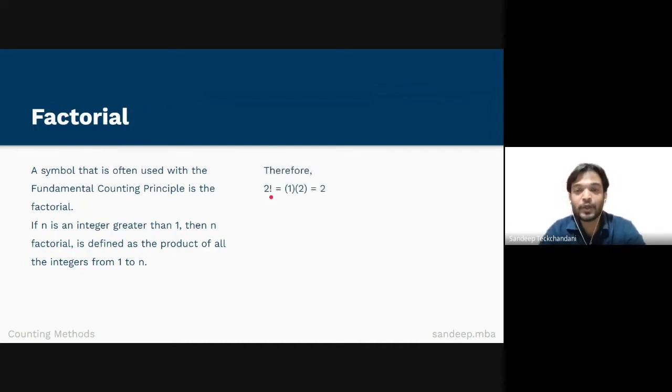2 factorial equals 1 times 2, which equals 2. Similarly, 3 factorial equals 1 times 2 is 2, and 2 times 3 equals 6. 4 factorial equals 1 times 2 is 2, 2 times 3 is 6, and 6 times 4 equals 24. Please note that 0 factorial equals 1 factorial equals 1.